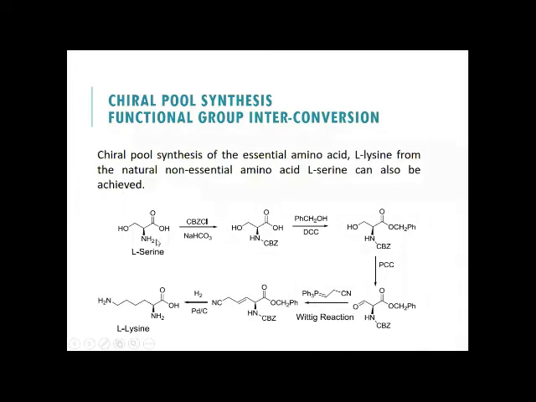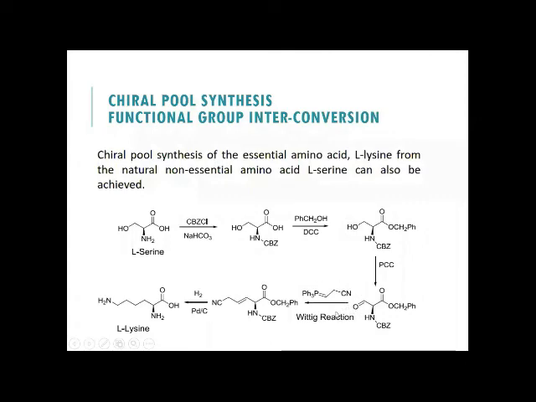What happened? The amino group reacts with CbzCl, that means benzyl chloroformate, in the presence of sodium bicarbonate. So chloride is removed and Cbz is attached to the amino group. Then after benzyl alcohol in presence of DCC, the acid is converted into the ester. Then after pyridinium chlorochromate, this hydroxy group is oxidized.